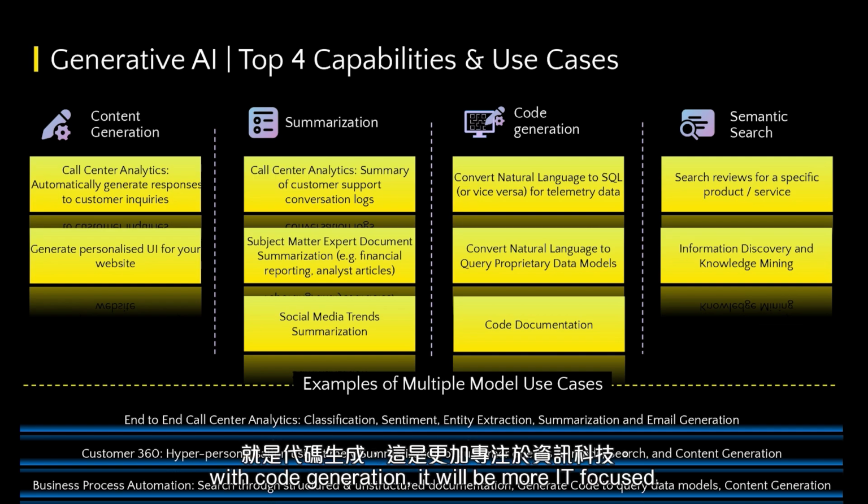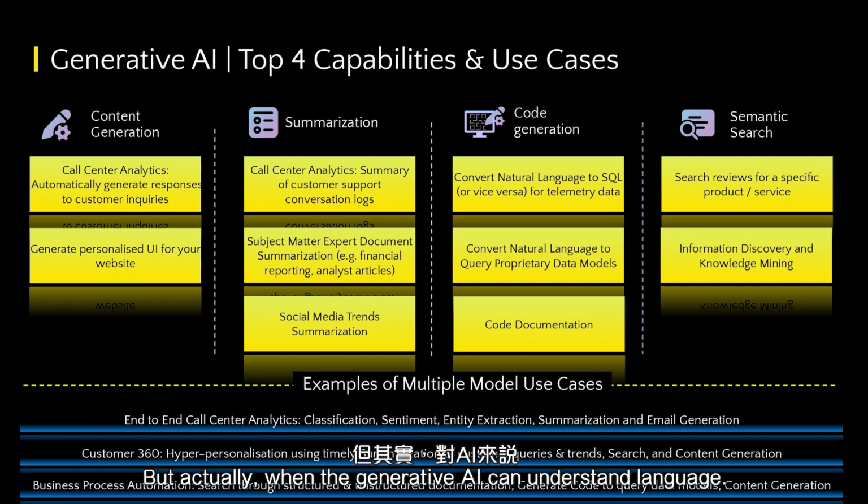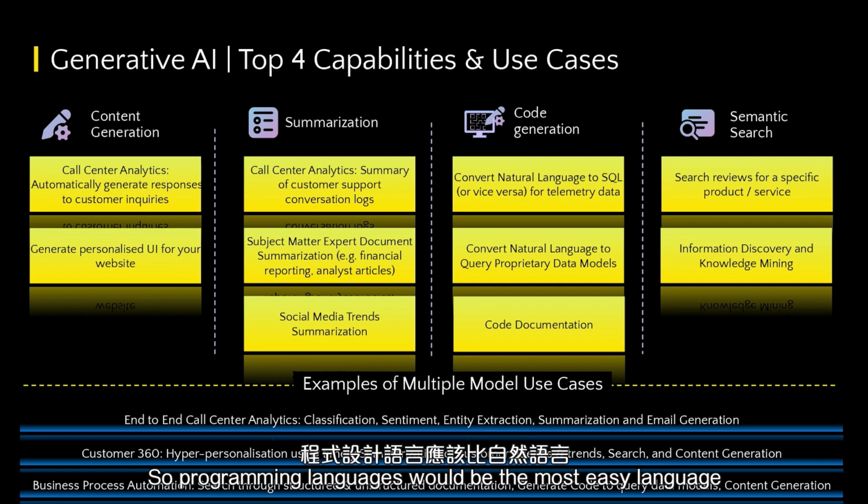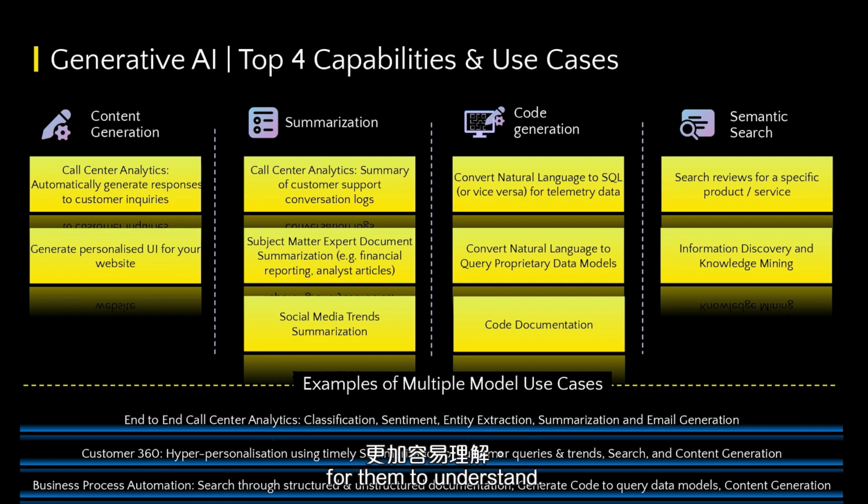The third use case is code generation. It is more IT focused, but when generative AI can understand language, programming language is the easiest language for it to understand. At EY, we are using AI to write technical specs and test cases, but we still remain at the level of review and internal approval. And also semantic search: the generative AI can tell through the wording the customer uses whether the customer is angry.